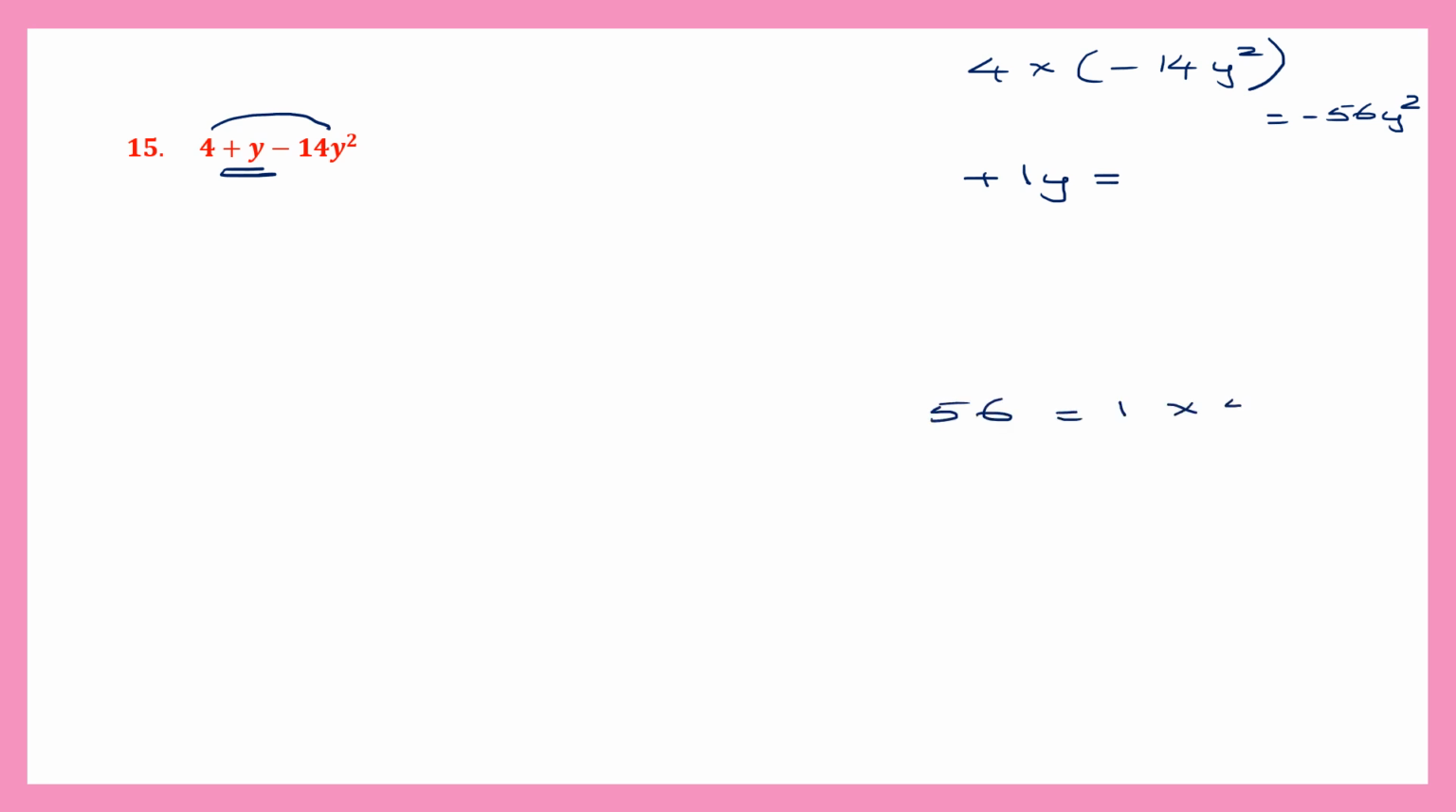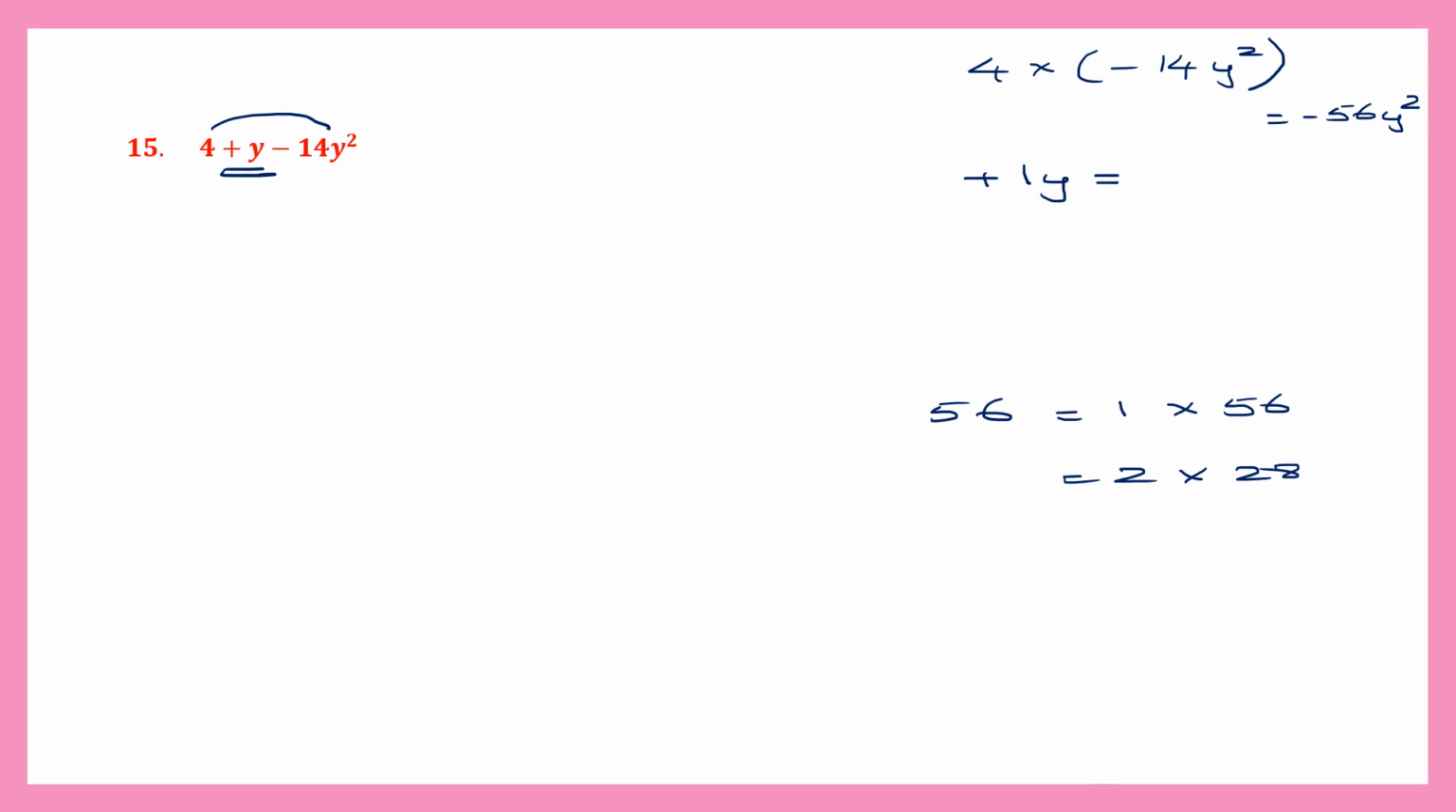Question 15. Let's take again these two and let's multiply 4 into minus 14y square. So that is equal to minus 56y square. Now I have to split up the plus 1y into 2, so that when I add, I should get that. So let's take the number 56 and find the factors of 56. 1 into 56 is 56, and when you add it up, you don't get 1. Now let's go to 2. 2 into 28 is 56. When you multiply, you get 56, but when you add, you don't get 1.